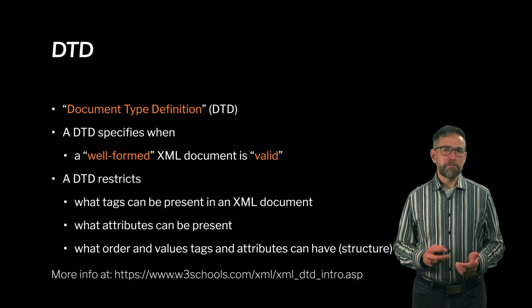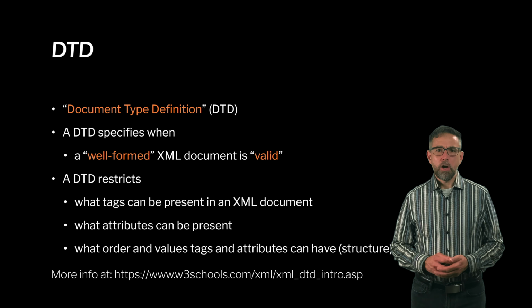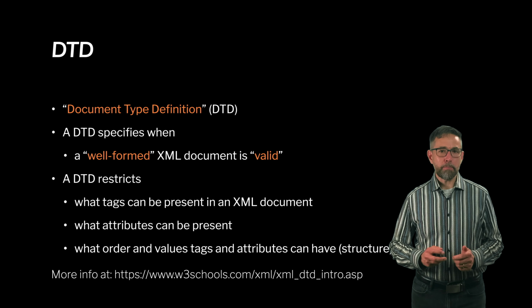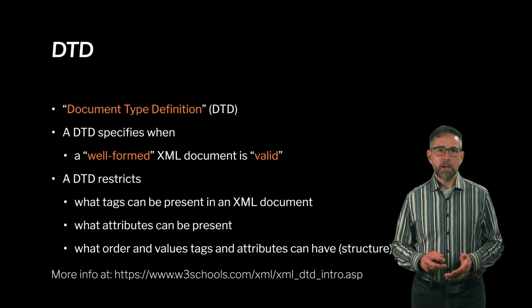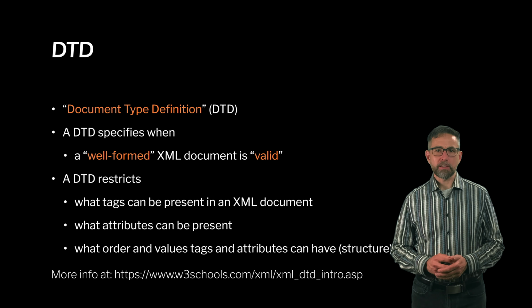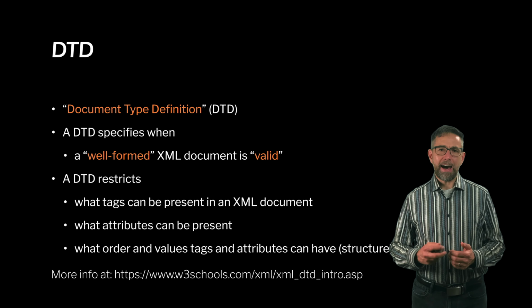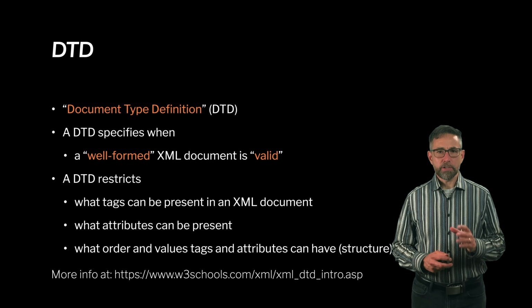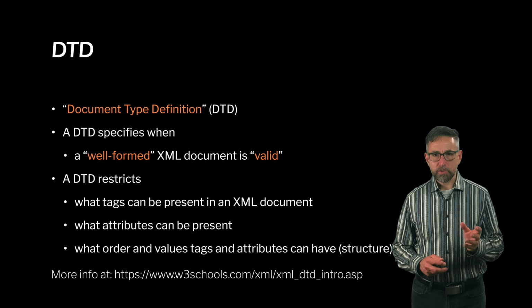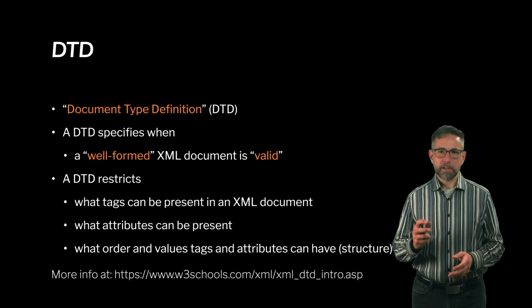What does it mean to conform to a DTD? Well, a DTD is going to restrict what tags can be present in an XML document. It can restrict what attributes can be present on those tags in the document. And it can also restrict the order and the values that the tags and attributes can have. So it restricts the tags themselves, which ones you can have, and it restricts the structure.